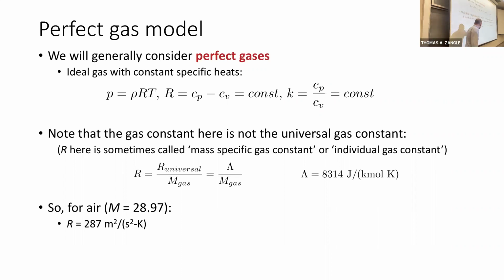So for air, right, we consider molecular weight of 28.97 on average. We get 287 meter squared per second squared Kelvin.